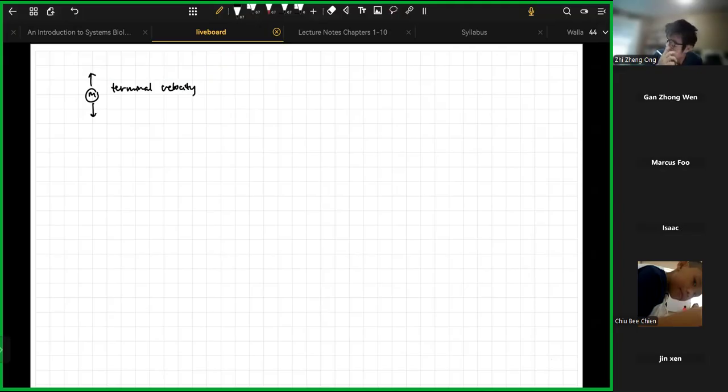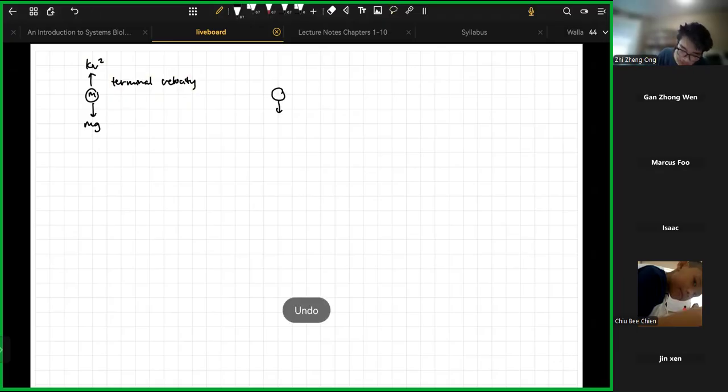So this thing has mg, and suppose we call the drag force kv squared, turbulent drag. So when you start out with zero drag, it's just mg, and then the drag force grows, then finally the drag force will be equal to the gravitational force.